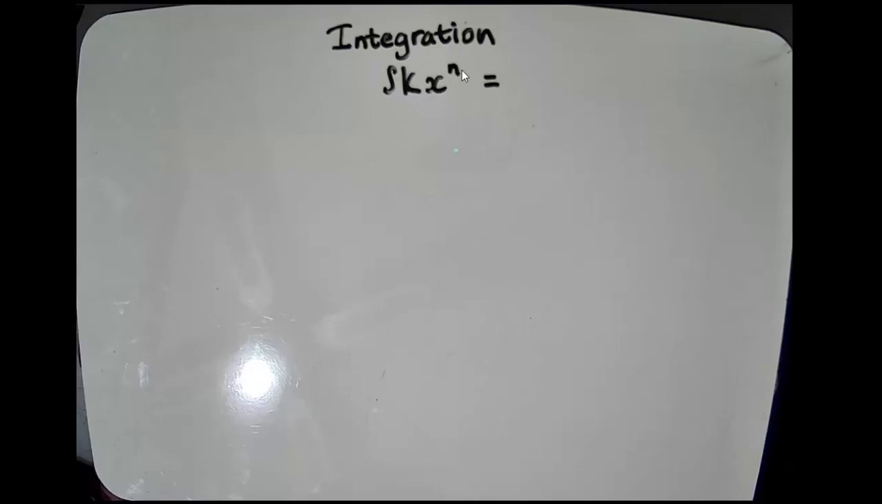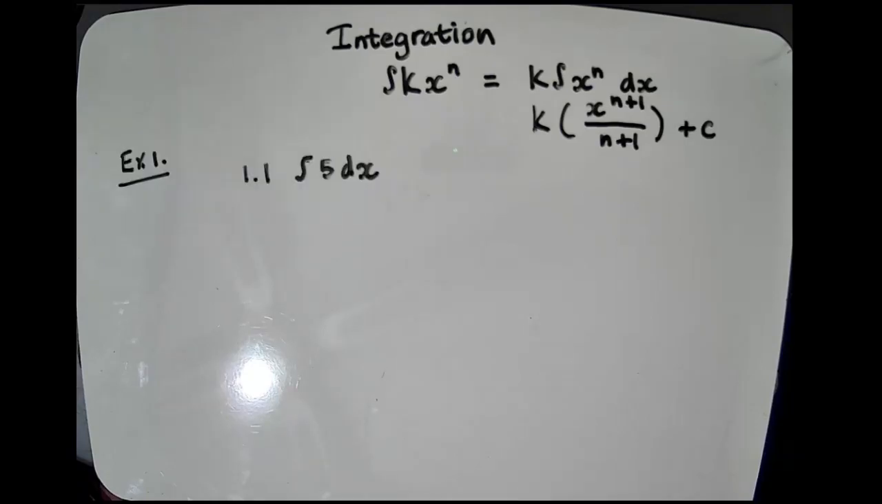The method is very simple. All we have to do is add 1 to the n and divide by the same number as the exponent. We can put the constant in front of the integral sign, and then we turn it into a bracket, adding 1 to the exponent and copying the exponent in the denominator, plus c, because there will always be a constant at the end.